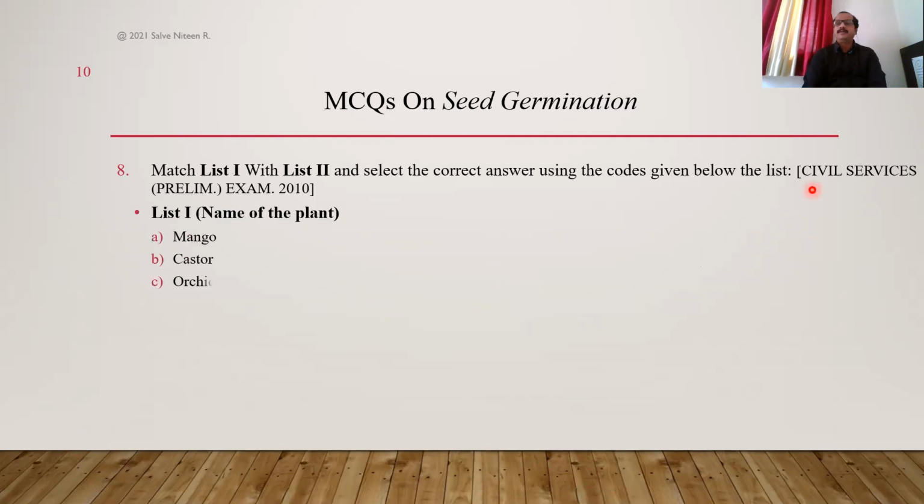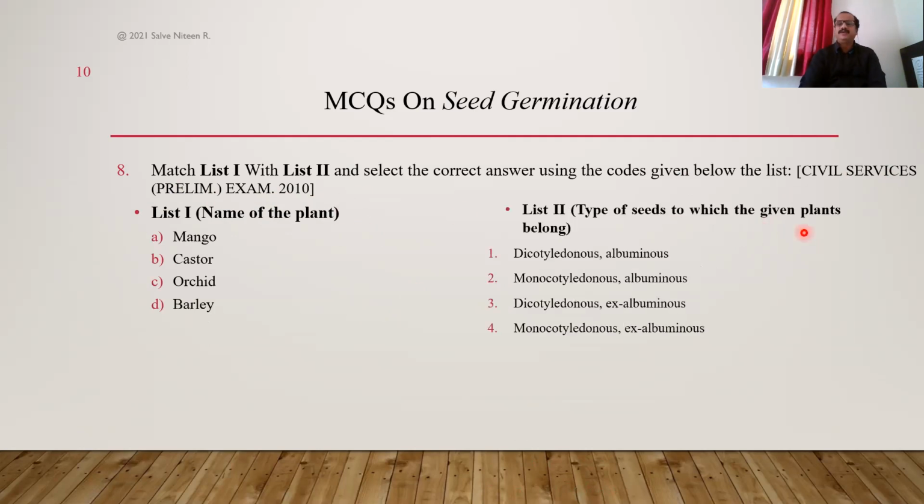Again a matching type question, and this question appeared in the civil services prelim exam of 2010. The name of the plant was given and the types of seeds to which the given plants belong were given, and you have to match similarly. Mango is dicot and it is an ex-albuminous type of seed because it has no endosperm. It has cotyledons as the reserve food material storage tissue. Castor again is dicot albuminous, and orchid again is monocot ex-albuminous, and barley, which is an example of cereal, is monocot and albuminous. So after matching, we will get the correct answer, and that is option A.